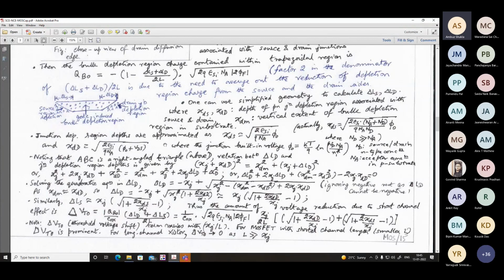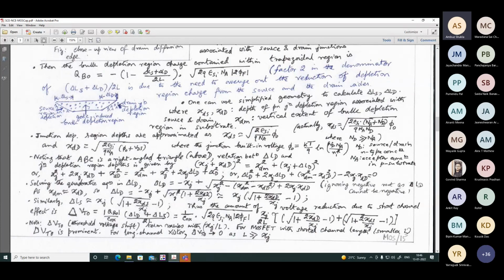So now what do we write? Delta VT is equal to 1 minus delta LS plus delta LD. That means instead of delta LS and delta LD, you can write this expression, XJ into this, by L, QB0 by COX. COX is the gate capacitance per unit area. In place of QB0, you write root over 2Q epsilon Si NA into modulus 2 phi f, multiplied by, you just have to type out the expression of delta LD and delta LS.